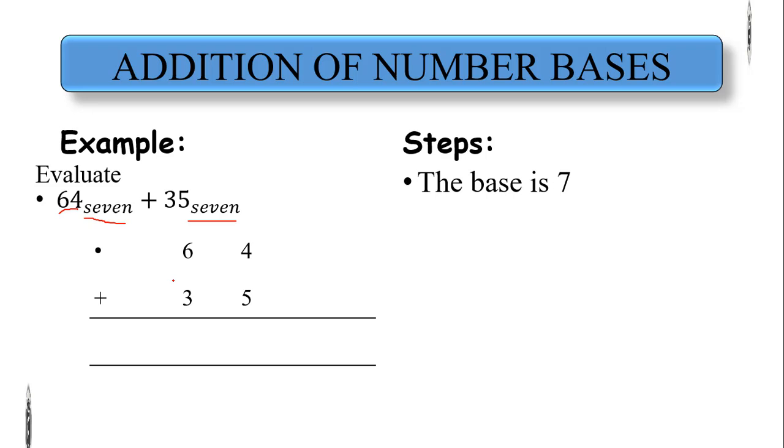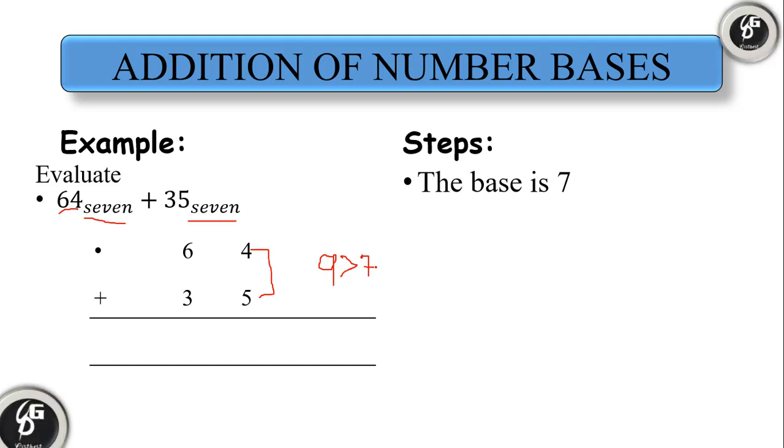So let's add. We need to know that the numbers are less than the base, meaning that the result I'm going to obtain must be less than the base. But let's see how we're going to go about it. 4 plus 5 is going to give me 9, which is greater than the base, greater than 7.